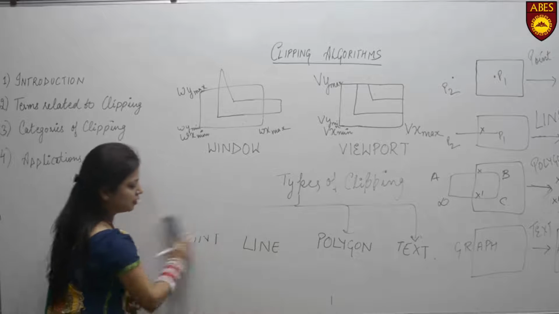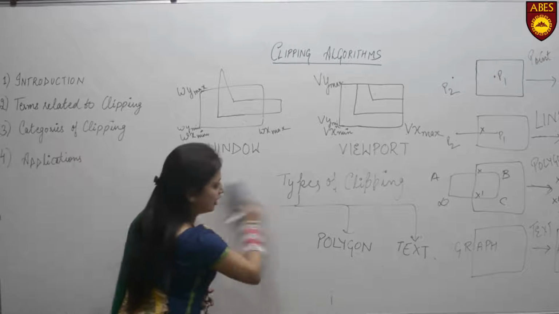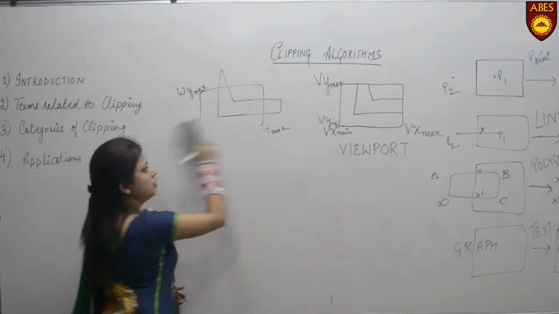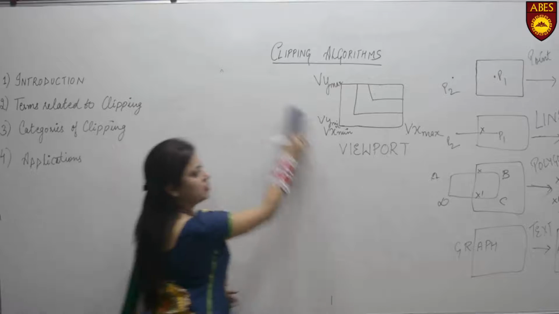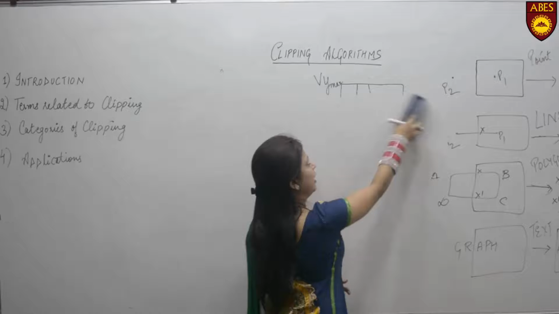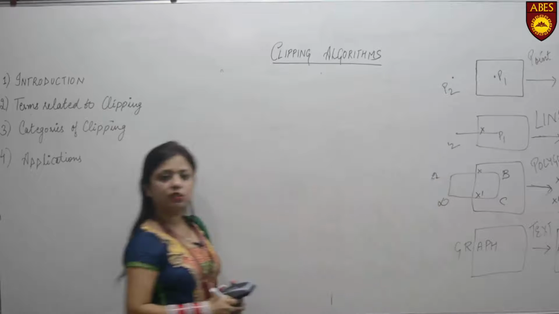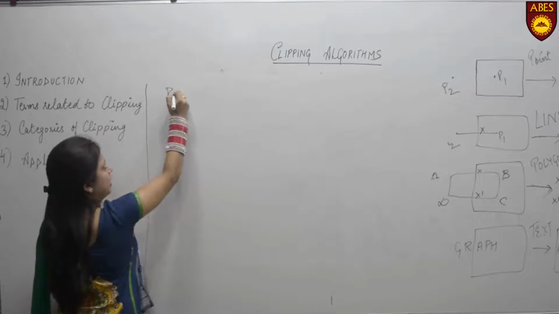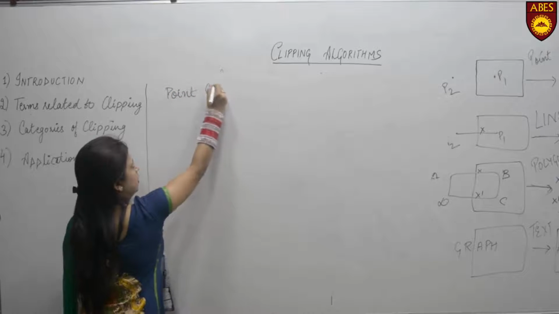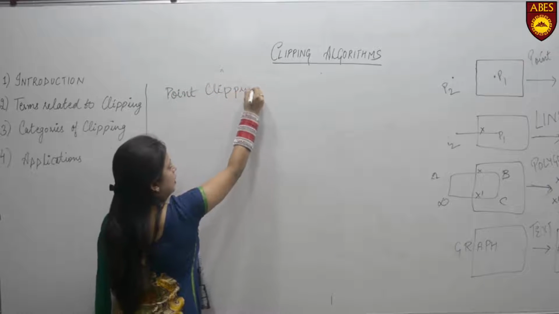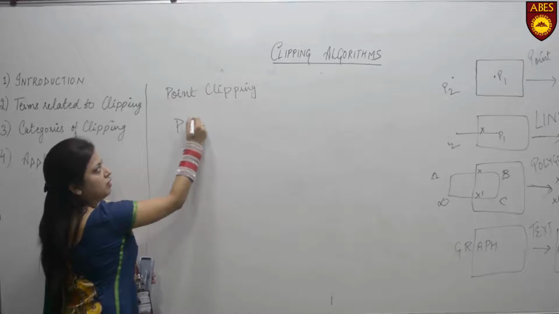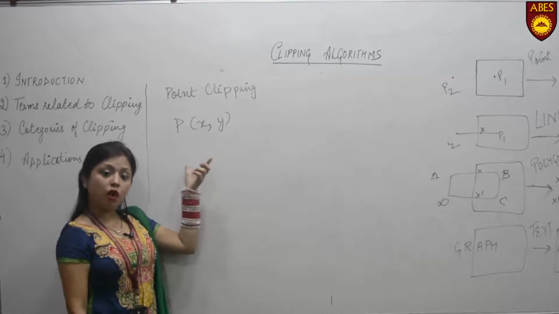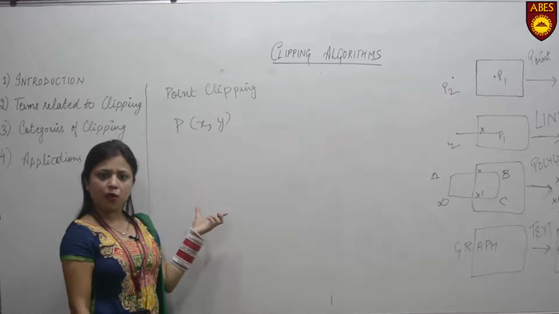Let's start with the first clipping algorithm, that is your point clipping. Now what I have defined is an image as a composition of pixels, a pixel as a point, and a point as a combination of 2 values, that is X and Y. So when we talk about point clipping, we say that a particular point P which has a coordinate value X, Y will not be clipped if it lies within the bounding rectangle.